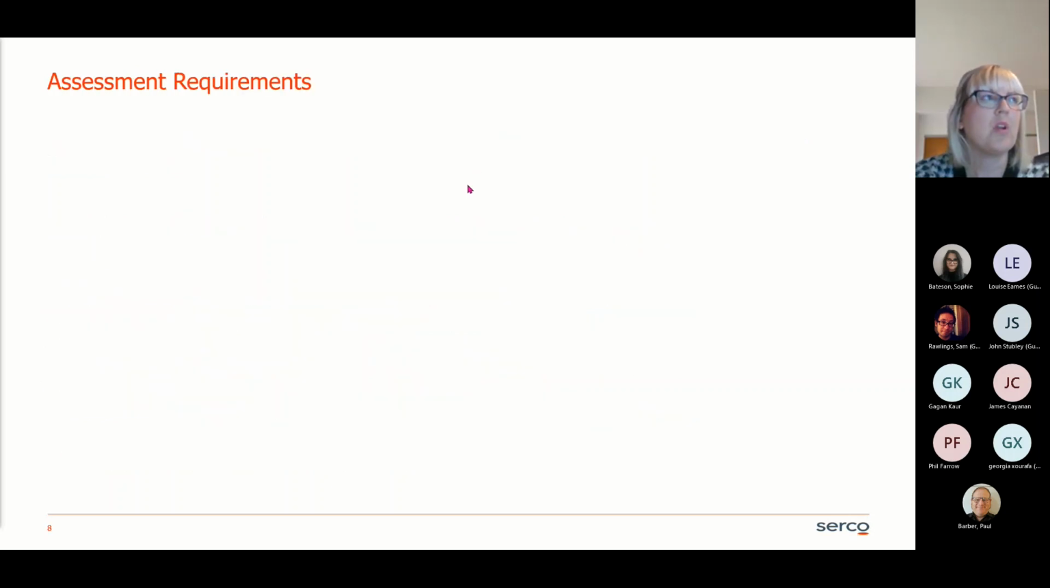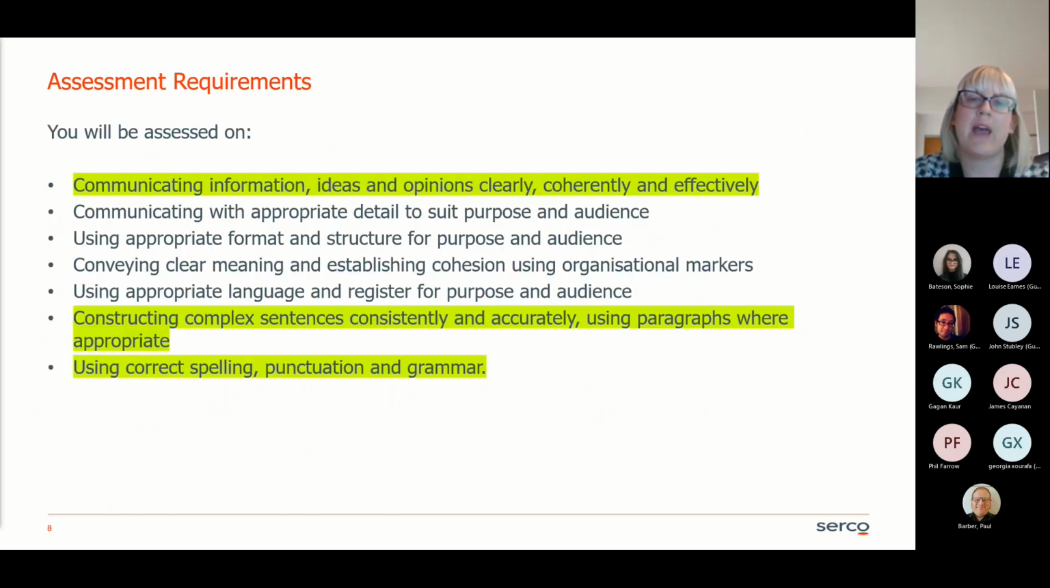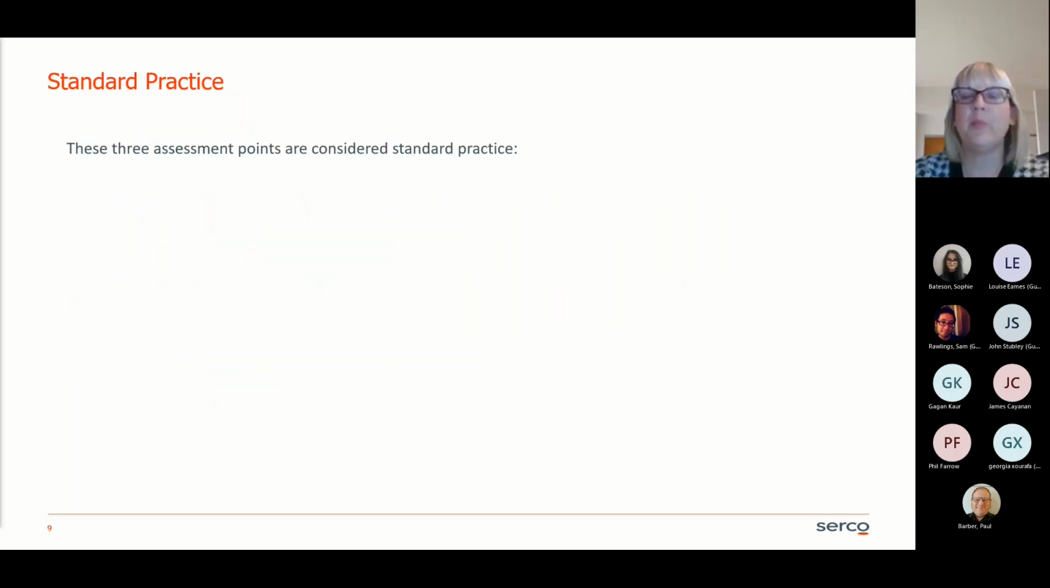Okay. So just moving on to looking at them in a little bit more detail. Now, again, I've got the same 7 points on this slide, and on the next slide I'm going to pull out 3 points in particular. So I've just highlighted them here. Don't worry about reading them for a second, as I'm going to pull them up on the next slide. So these 7 points, if I haven't made that clear, are what you will be assessed on in your written task. Now, the first 3 points are standard practice that you'll be expected to do.